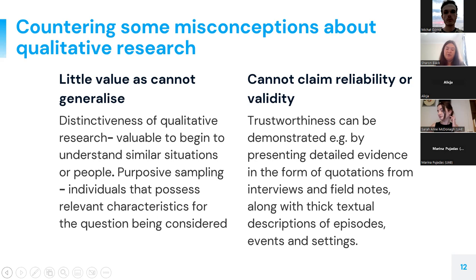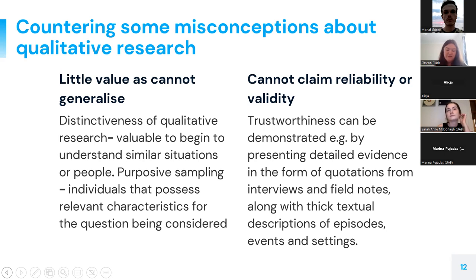Qualitative researchers often use what's called purposive sampling. I know I'm presenting a lot of concepts here, but it's really just an overview. I'm happy to talk more at the end of the talk and discuss these concepts more if you'd like. Purposive sampling is where participants are selected deliberately to test a particular question. So it's not about identifying a random group, but really a group that possess characteristics relevant to the question.